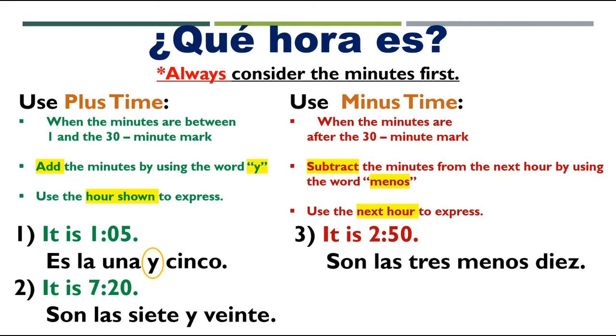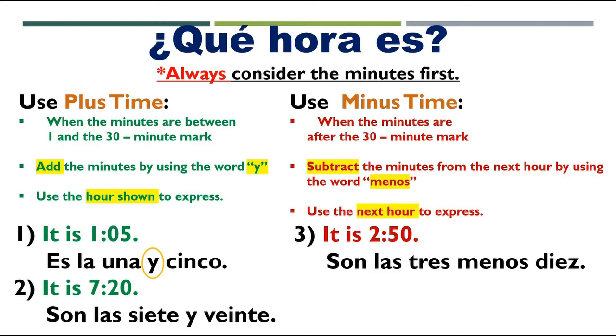It is 2:50. Focusing on the minutes first, how many are there? 50. Is 50 after the 30-minute mark? Yes. So we know we're going to use minus time. When we use minus time, we are getting ready to subtract. We are going to now determine the hour. With minus time, we use the next hour. So therefore, we're going to express with the 3 o'clock hour. The 3 o'clock hour is other than 1. So therefore, we begin with son las.